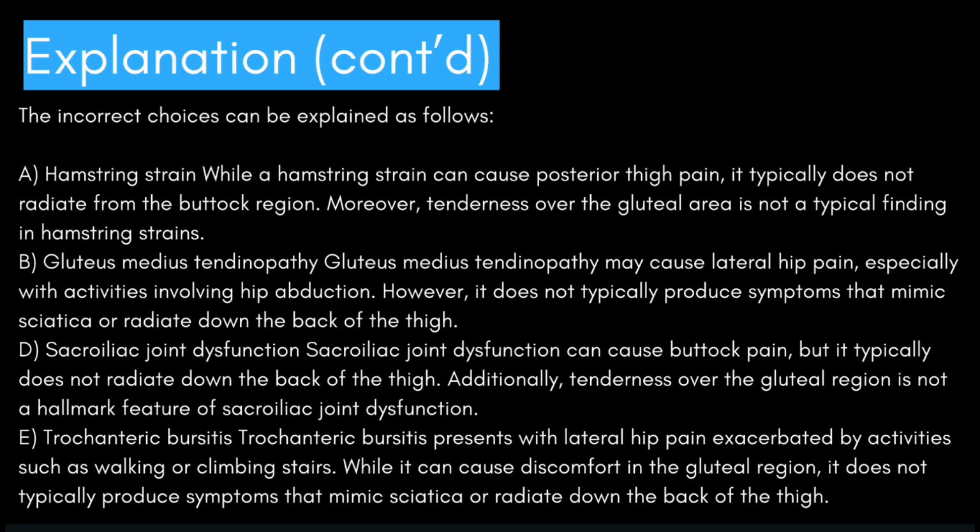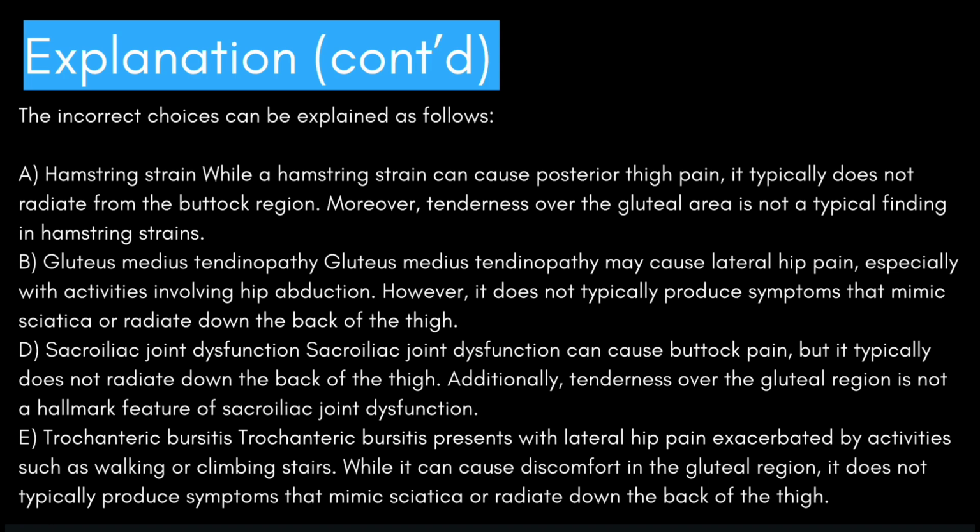Sacroiliac joint dysfunction. Sacroiliac joint dysfunction can cause buttock pain, but it typically does not radiate down the back of the thigh. Additionally, tenderness over the gluteal region is not a hallmark feature of sacroiliac joint dysfunction. Trochanteric bursitis. Trochanteric bursitis presents with lateral hip pain exacerbated by activities such as walking or climbing stairs. While it can cause discomfort in the gluteal region, it does not typically produce symptoms that mimic sciatica or radiate down the back of the thigh.